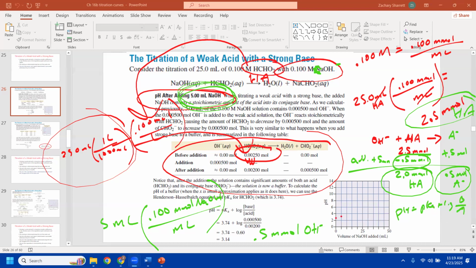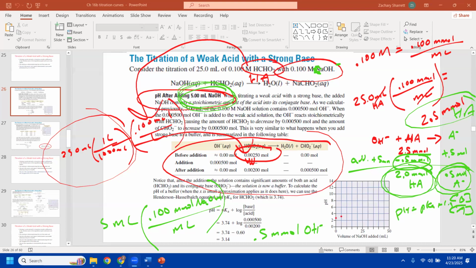It's supposed to be in concentration. Can I just use the moles in this situation over here? What do we think, Nate? Is it okay to use moles and not molarity? Yes or no? Yes, it is okay. Why is it okay, Danny? Because it's just a ratio, right?